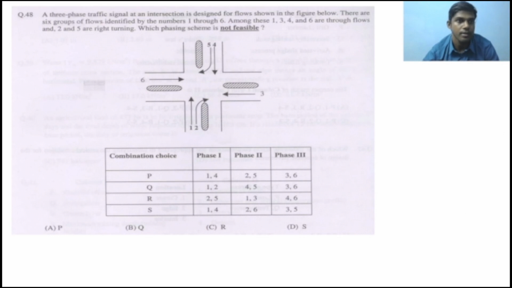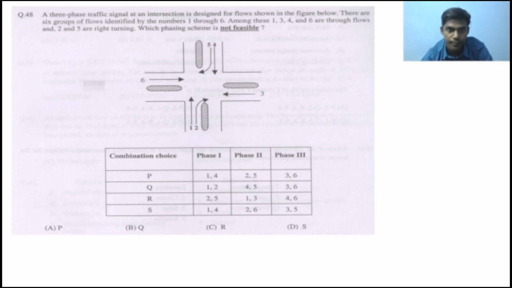So, last question. A three-phase traffic signal at an intersection is designed for flows shown in the figure below. So at this intersection, a traffic signal is to be designed. The three-phase traffic signal is to be designed. There are six groups of flows, identified by numbers 1 to 6. Among these, 1, 3, 4, and 6 are through flows. What is meant by through flows? It is a straight flow.